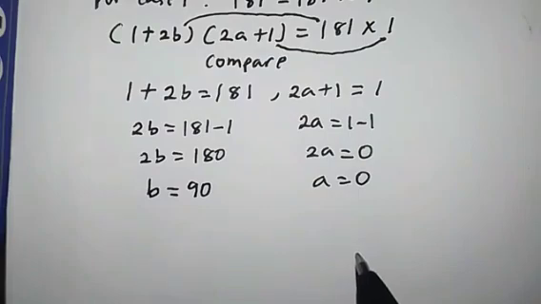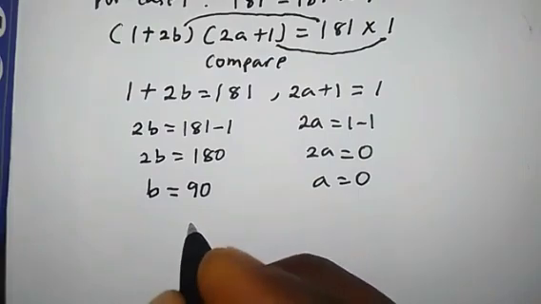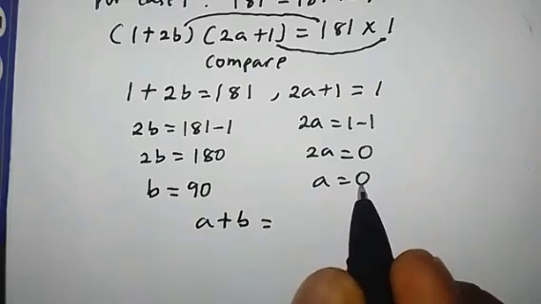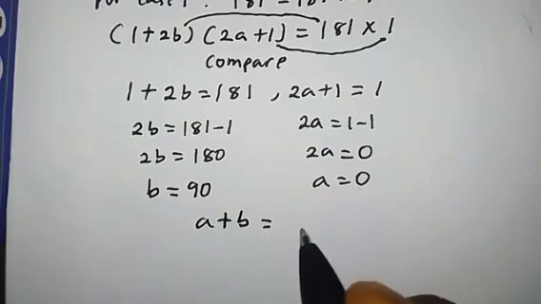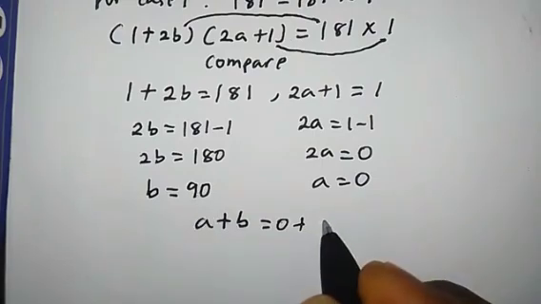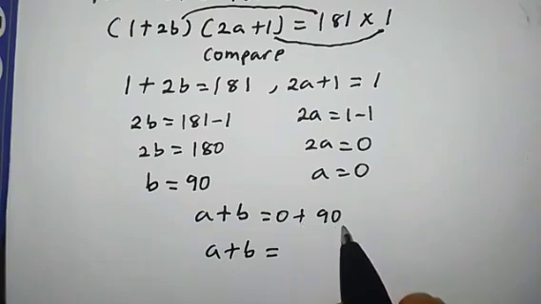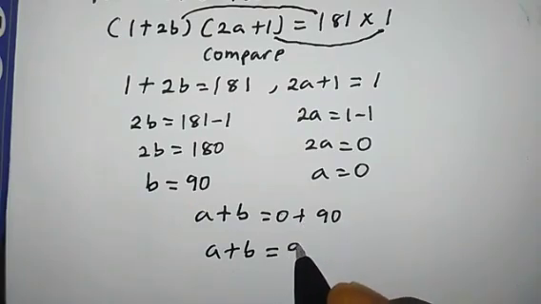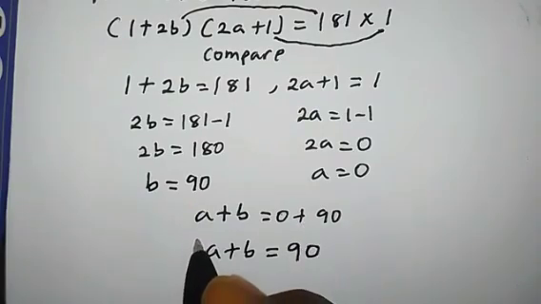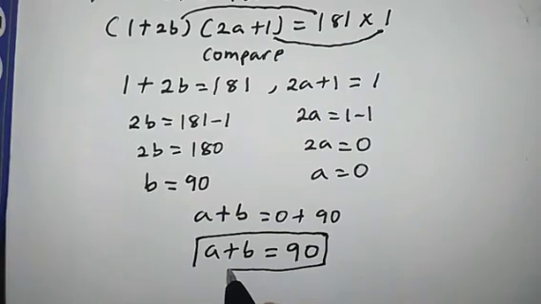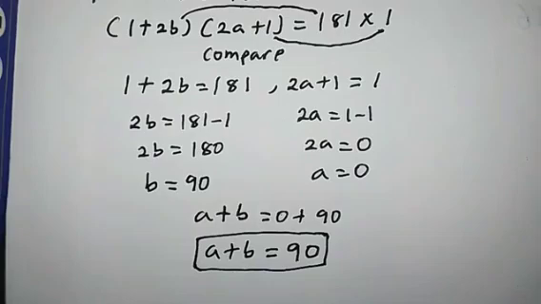But our goal is to find what? a plus b. So let us simply add the value we got. a is 0 plus b is 90. a plus b is equal to 0 plus 90, that is 90. This is the first solution. a plus b is equal to 90.